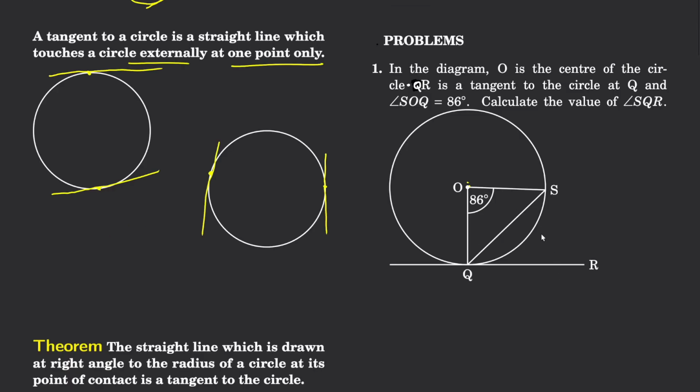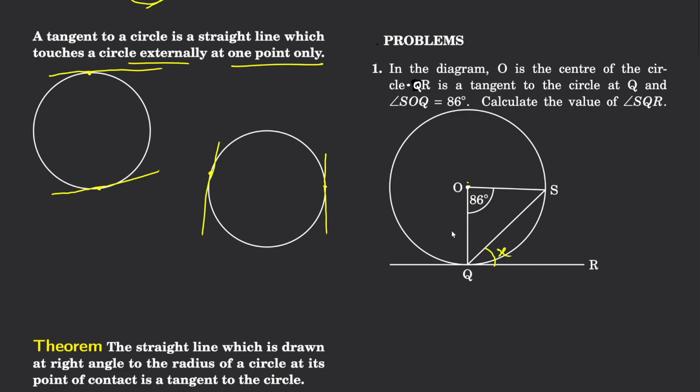Now let's look at how this theorem can be applied in solving problems like this. In the diagram, O is the center of the circle, just like we've seen. QR is a tangent to the circle at Q, which is the point of contact. Then SOQ is 86. Find the value of SQR. So I am to find the value of SQR, which is the angle I'm going to mark here. I'm going to call this angle X.